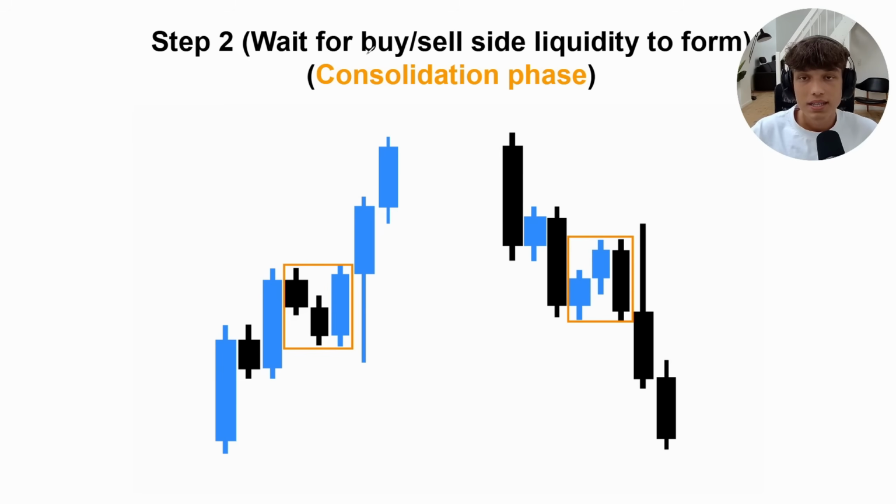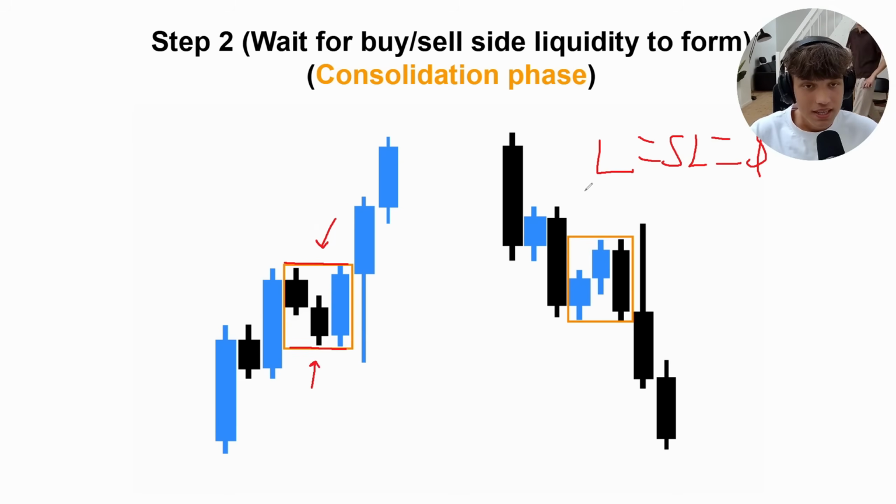Step number 2 is to wait for buy side and sell side liquidity to form. And whenever I say buy side and sell side liquidity, that equals stop losses from retail traders, and stop losses from retail traders equals money. Okay, so liquidity essentially is just stop losses and money. So there's resting buy side liquidity up here above previous highs and resting sell side liquidity down here below previous lows. And liquidity, as I said, equals stop losses from retail traders, and obviously that equals money. So there's essentially resting money up here and resting money down here.